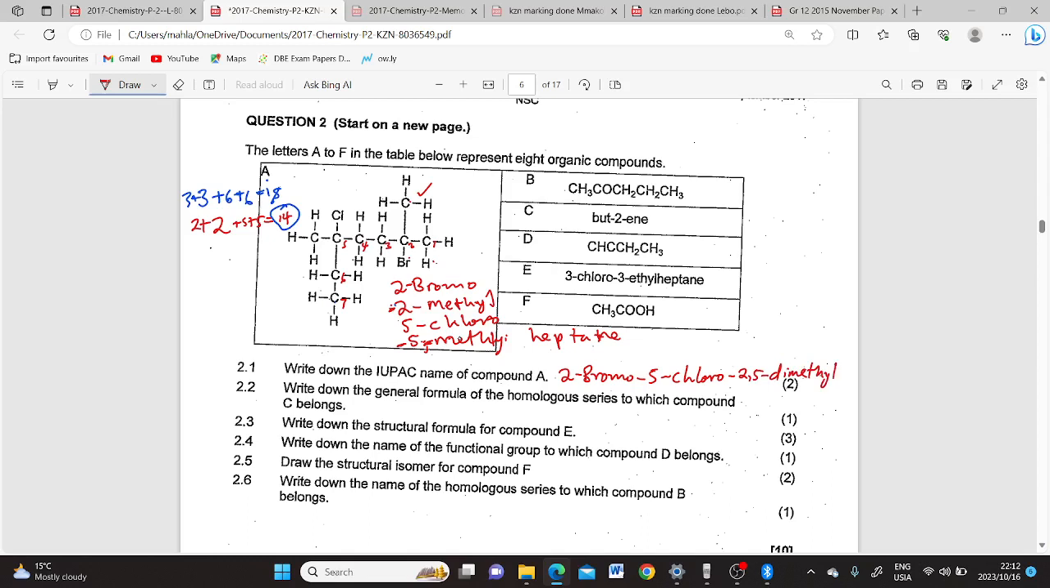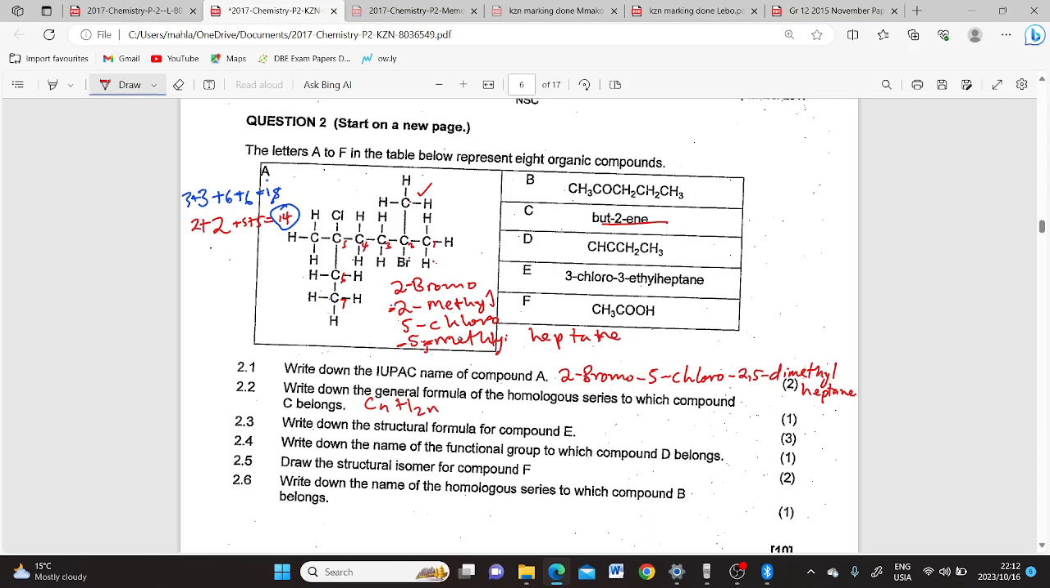Dimethyl, the last one, we're just going to set it here, heptane. So that will be the correct name for this structure here. Number 2, write down the general formulae of the homologous series to which compound C belongs. What is C? So they say write down the general formulae. So this is an alkene, so we simply have CnH2n.